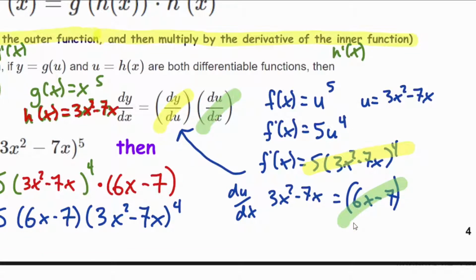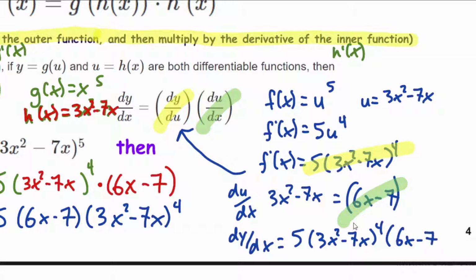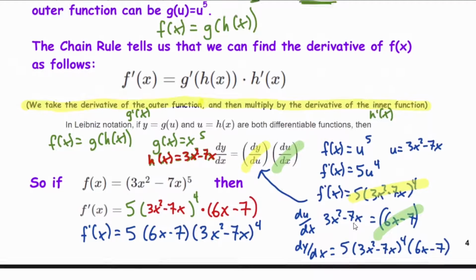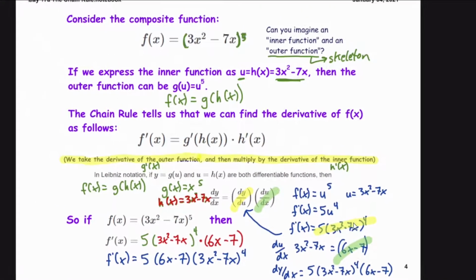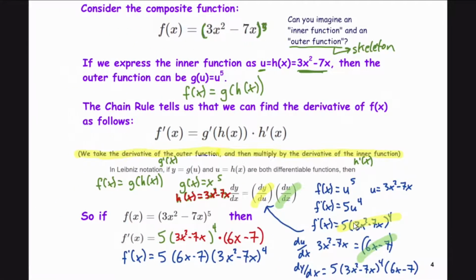So our derivative is equal to 5 times (3x squared minus 7x) to the power of 4 times (6x minus 7). And the order is just different, but otherwise we found the same thing. And we're just multiplying, so the order doesn't really matter. All right, so there's our first dip of our toe into the pool of working with composite functions using chain rule. Let's continue and see what else we can do.